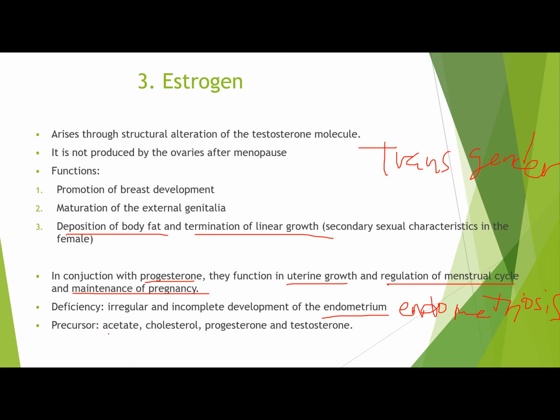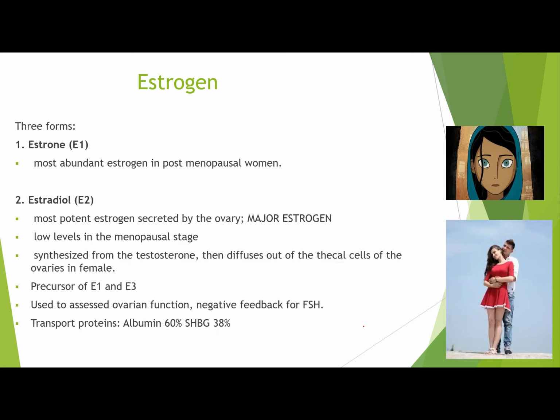So a precursor of your estrogen is the acetate, cholesterol, progesterone, and testosterone. So acetate muna siya class, then cholesterol, then progesterone, then testosterone. After testosterone, pwede na siya maging estrogen. So pakitandaan yan. Now, what are the three forms of estrogen class?